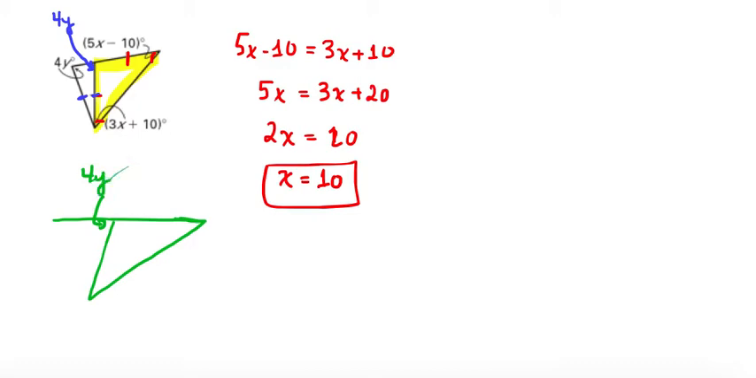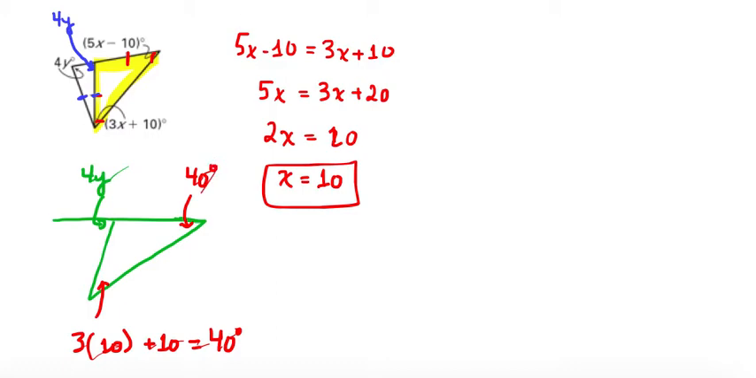And if you look at this picture, these are the two angles that have x in them, and we can solve for the value of the two angles. Take 10 and plug it in for x, so we get 3 times 10 plus 10. So that means that angle there has to be 40 degrees. And then this angle up here has to also be 40 degrees because it's congruent to the angle down here.